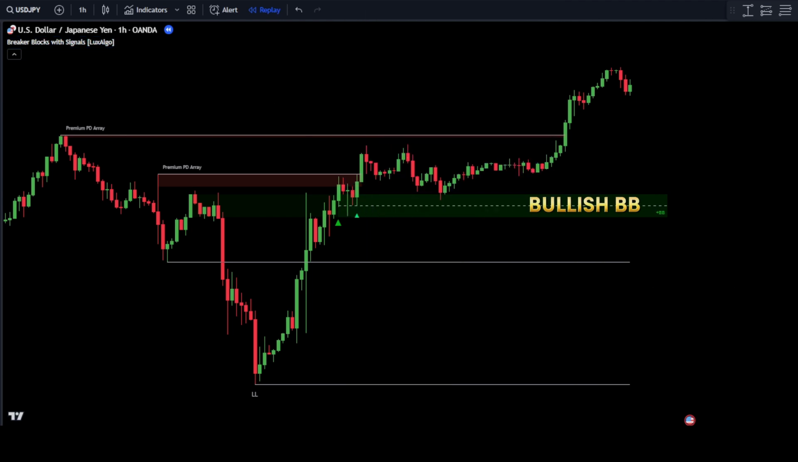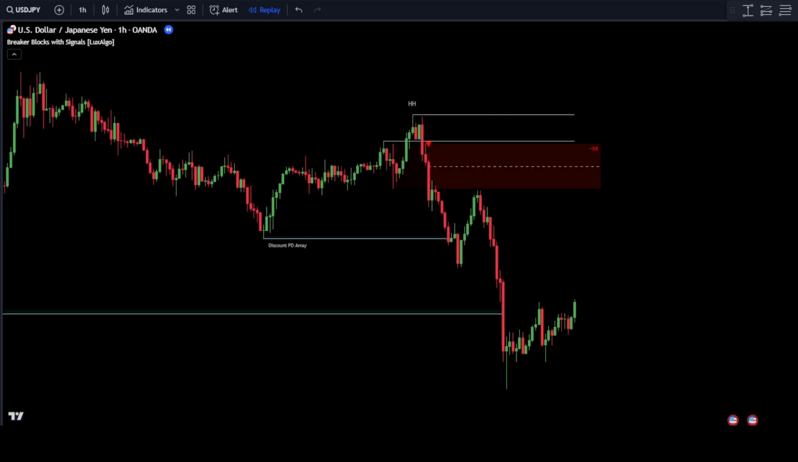If you see a green-colored breaker block signal, it indicates a bullish breaker block. In this scenario, your main focus should be finding the best point to place a buy order. If you see a red-colored breaker block signal, it indicates a bearish breaker block. In this case, your primary focus should be finding the best point to place a sell order.